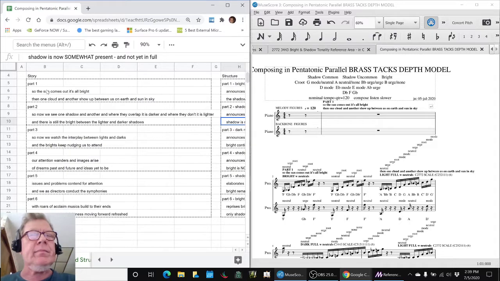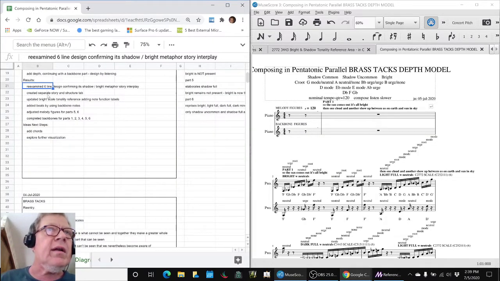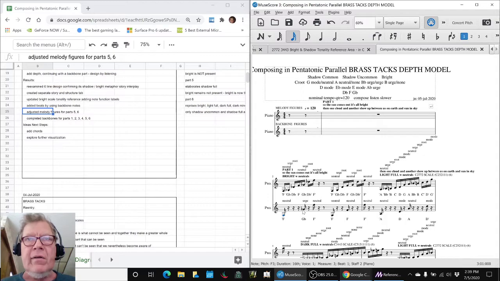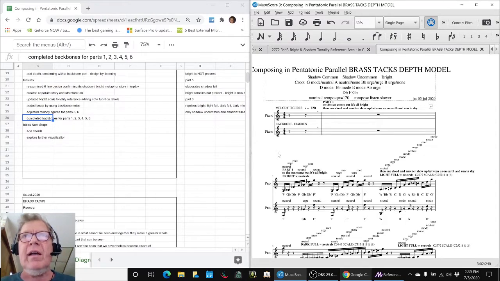So that was a result of our reviewing what we'd done. We also updated our tonality reference and added the beats. And we kind of snuck up on it. We said instead of putting drum beats in there, we actually, down here, put actual notes where they pick out the beat from the melody. And doing that, we completed backbones for all parts 1 through 6. So we want to show you kind of how we did that.